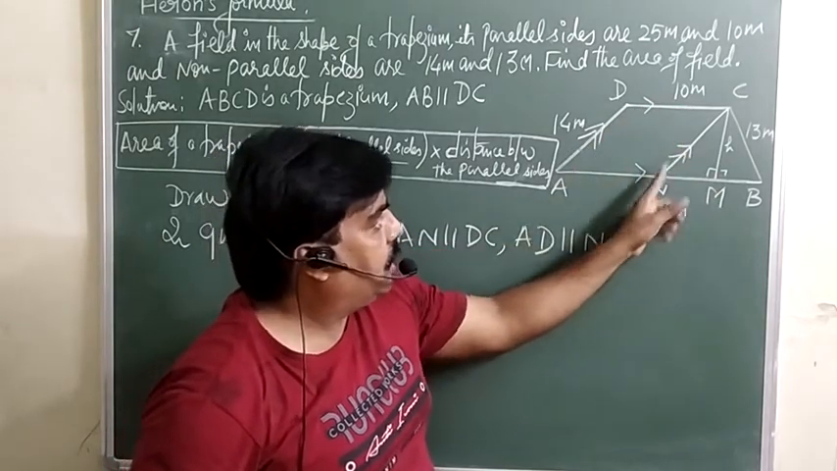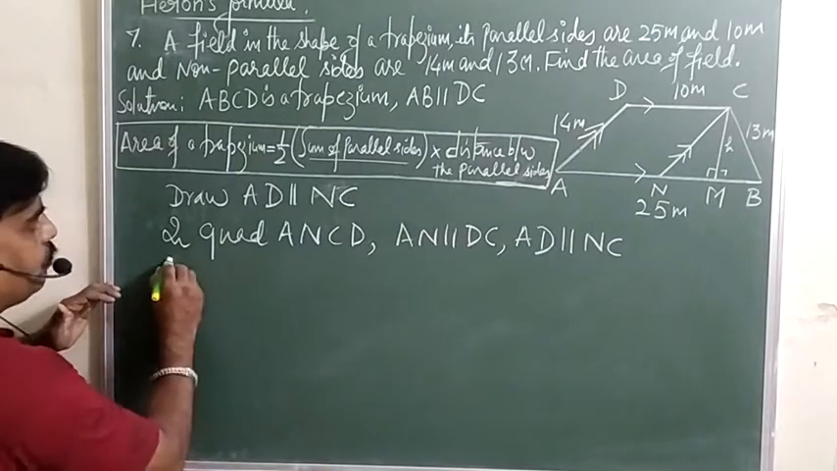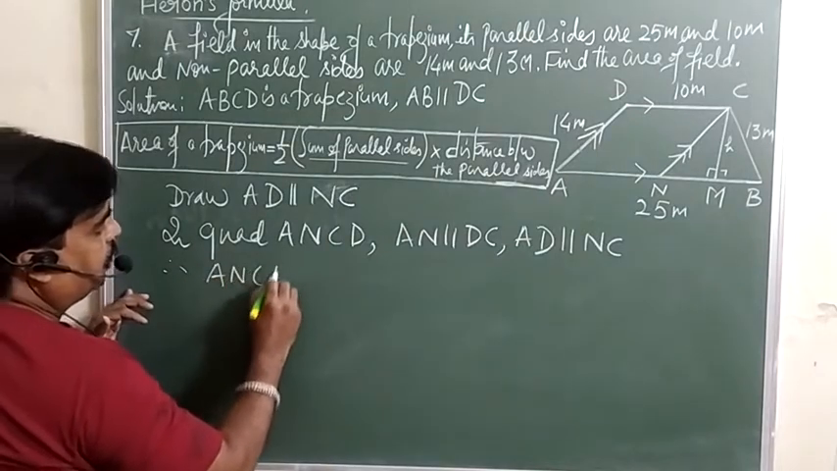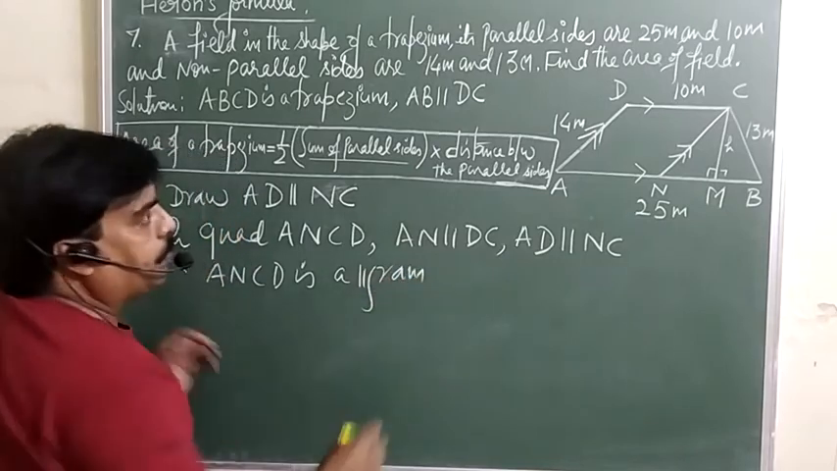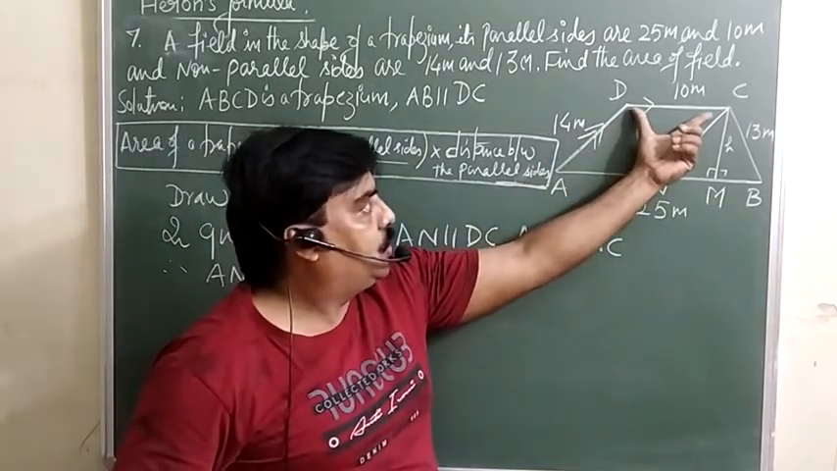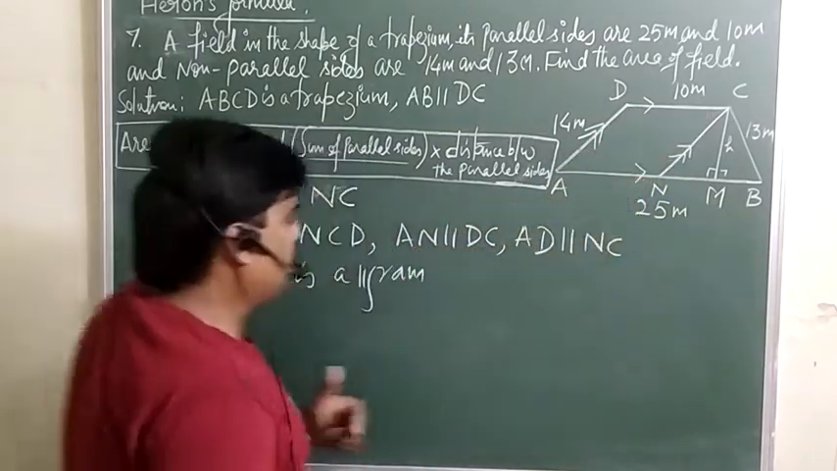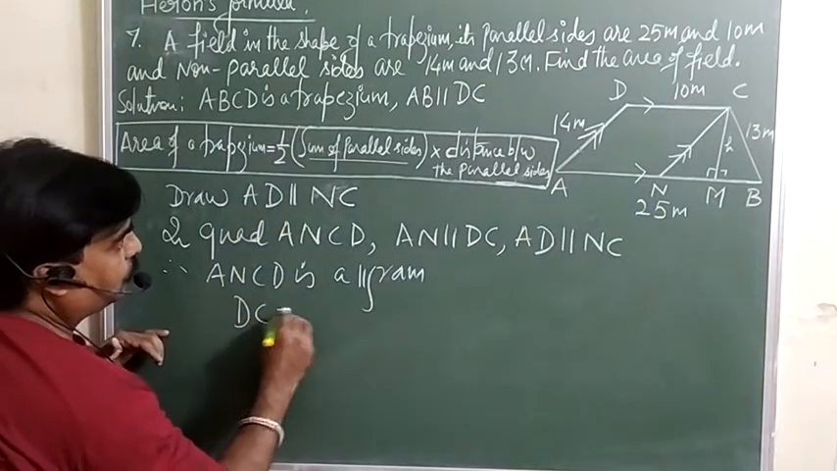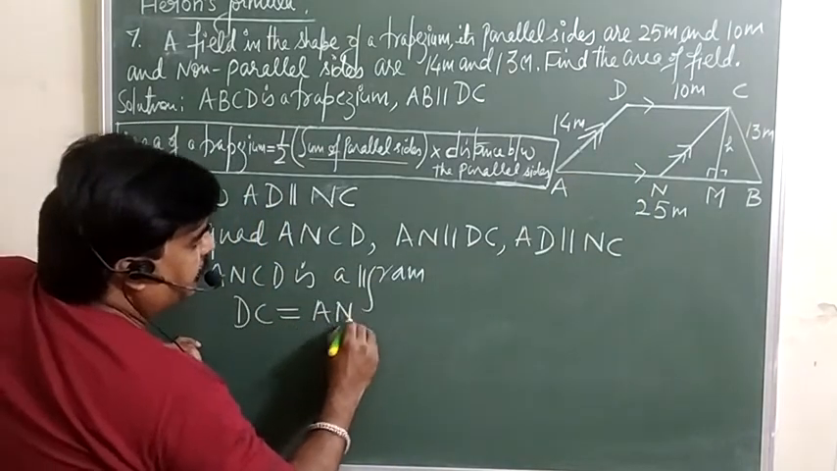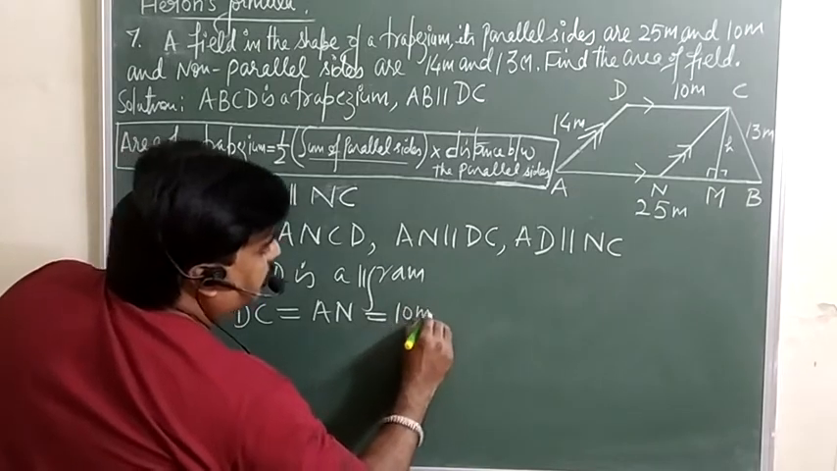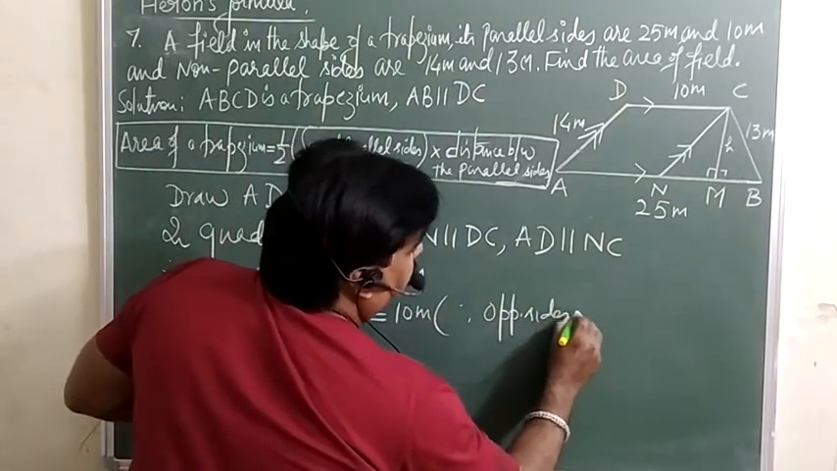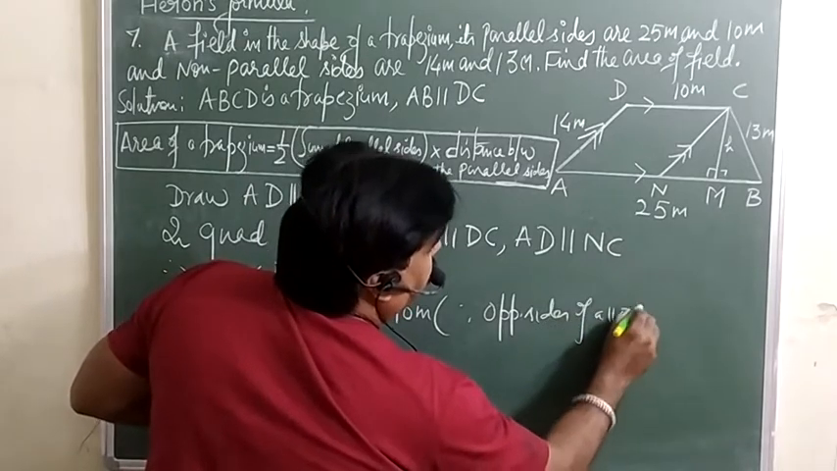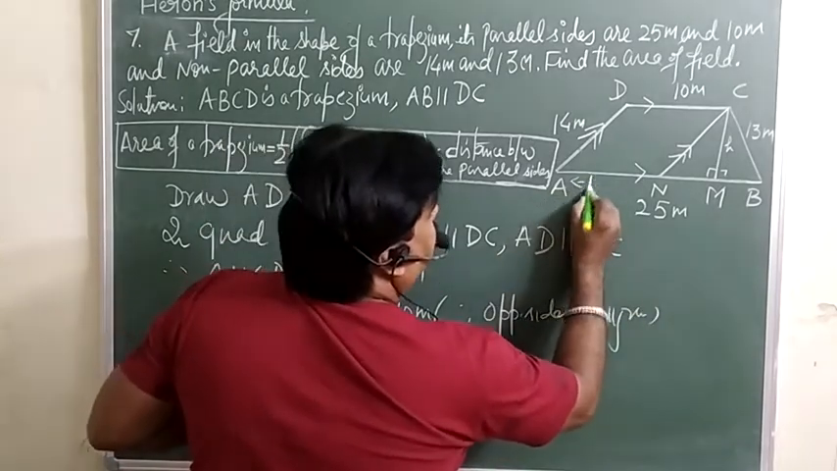So you can say ANCD is a parallelogram. And if it is a parallelogram, then this DC length will be equal to what? NC, AN. So therefore you can say DC will be equal to AN, that is equal to 10 meter. Opposite sides of a parallelogram are equal. So this is your 10 meter.